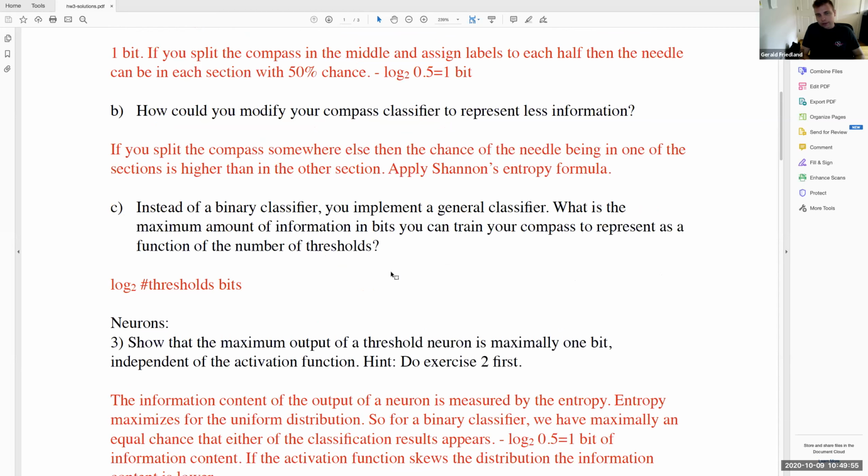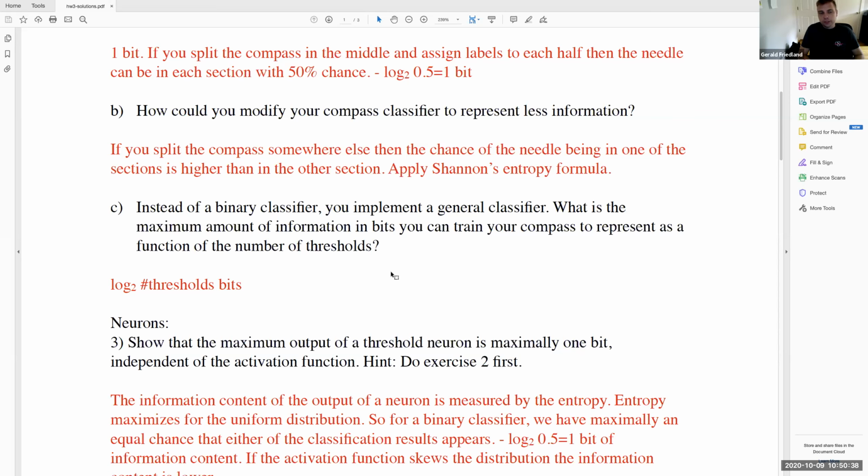And now what you can do is you can say, okay, if that's not a binary classifier, if that's a general classifier, so multi-class classifier, what's the maximum amount of information you can train your compass to represent as a function of the number of thresholds? And yes, it's just log 2 of the number of thresholds plus 1. Because with one threshold, log 2 of 2 would be 1, exactly. So log 2 of the number of thresholds plus 1. So that's how you get to that, but it's maximum.